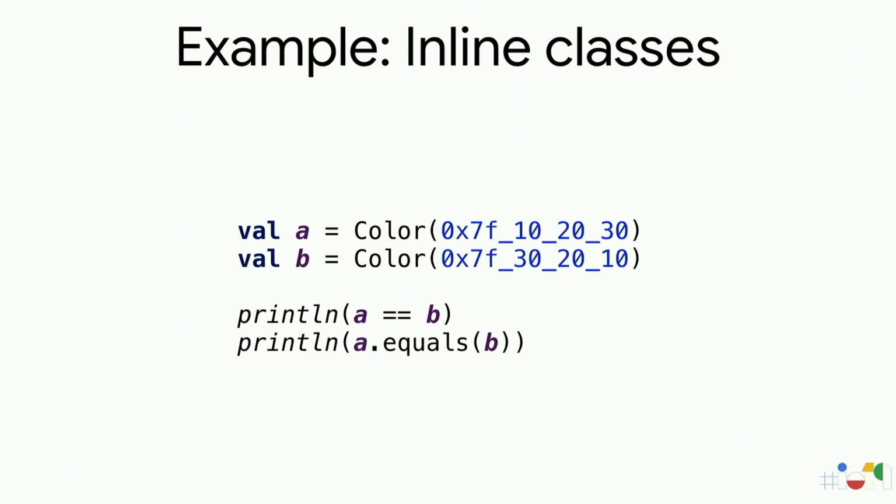That said, sometimes inline classes are not free. We saw that with toString earlier. And the same thing can happen with the equal operator. So here I create two instances of my Color class. And I want to print whether or not they are equal. And I do it in two different ways. First, we use equal, and then we do dot equals. And those should be equivalent. They should be the same thing.